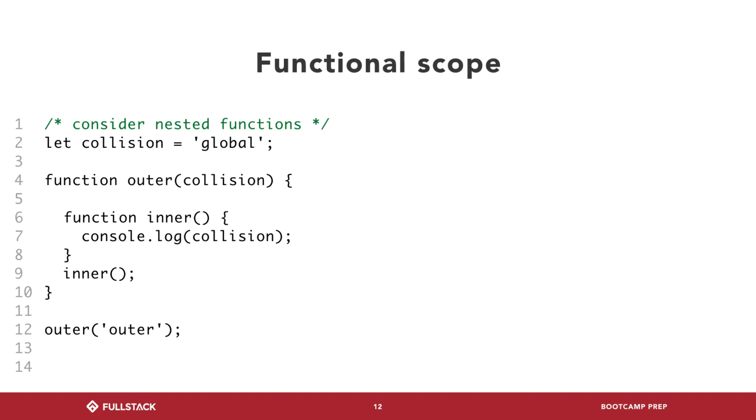However, if the variable collision didn't exist in the inner function on line 7, when we console log out collision, it will say, do I have a variable called collision? The answer is no. Okay, do my parents have a variable called collision? And the answer is, yep, your parents have a variable called collision. It was one of their parameters. And what's the value of the parameter? The value of the parameter comes from that outer string on line 12 that we fed into the outer function. So when I console log out collision here, it should print out outer.